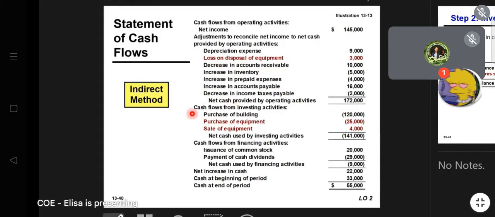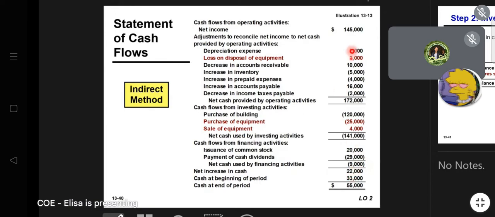And then, part 2, you have cash flows from investing. We are going to look at the long-term assets portion. 120, purchase of equipment, then sale of equipment. And then net cash used by investing activities. Then cash flows from financing activities: you have issuance of common stock, payment of cash dividends, and then net cash provided by or used by financing activities. So 145, 172, 141, and then 9, that gives you your net increase in cash.